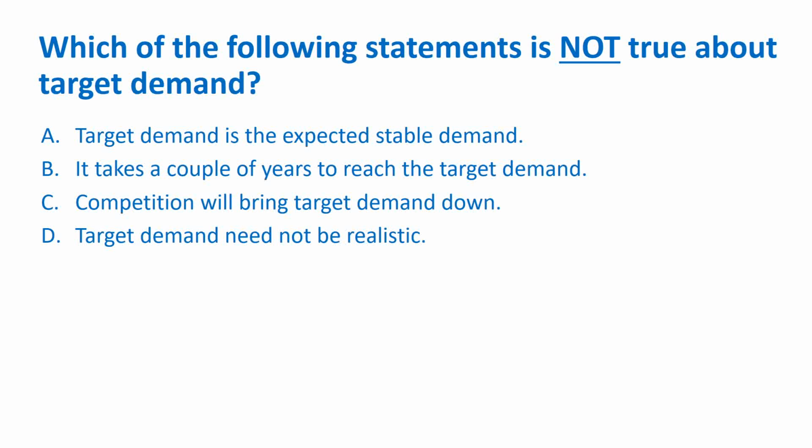The correct answer is D. Target demand has to be realistic. I mean, otherwise, if you're just picking a number from the air, the whole exercise becomes meaningless. But everything else is true. It is that expected stable demand, for us that 20,000. It does take a couple of years to get to the 20,000. There's a lot of competition. We may not be able to get 20,000. That's why you need to be mindful of your competition, whether direct or indirect. Okay, so the correct answer is D.